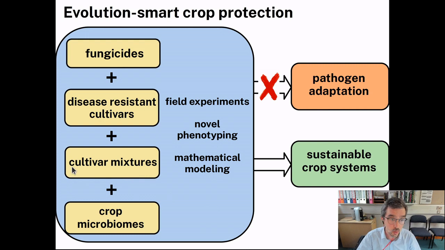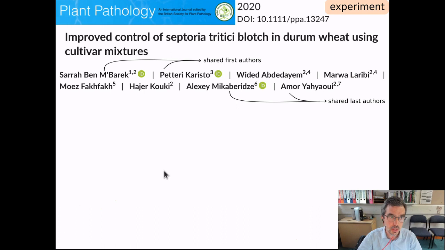So in this talk, I will focus on how we can optimize cultivar mixtures using a combination of field experimentation, novel phenotyping, and mathematical modeling. So let's start with the field experiments. In this study, we reported a field experiment that has been conducted on durum wheat in Tunisia using cultivar mixtures.